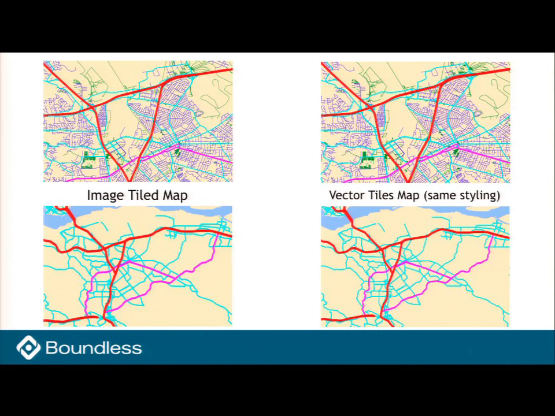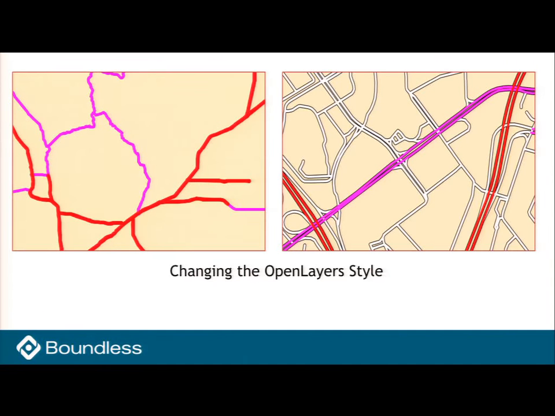Here's an example of an image and vector tiles map. I put the same styling on both maps. As you'd expect, they look and behave pretty much exactly the same. There are two types of common changes I want to show you. First involves just changing how the client map looks, styling. Second involves changing the server's SLD to change the data that gets put into the vector tiles.